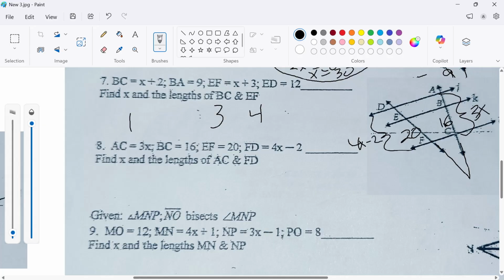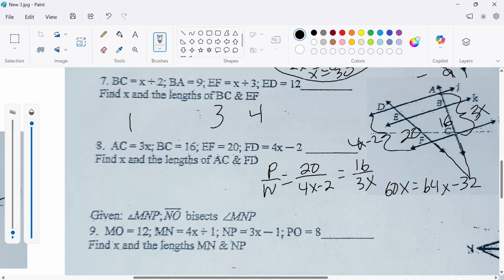All right, I'm going to use the segment to the whole. Part to whole. 20 over 4x minus 2 equals 16 over 3x. I will cross multiply. 3x times 20 is 60x equals 64. 16 times 4x minus 2, 64x minus 32. I will subtract 60x from both sides, add 32, so I get 4x equals 32, x equals 8.